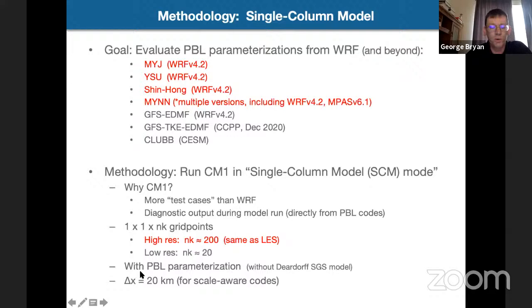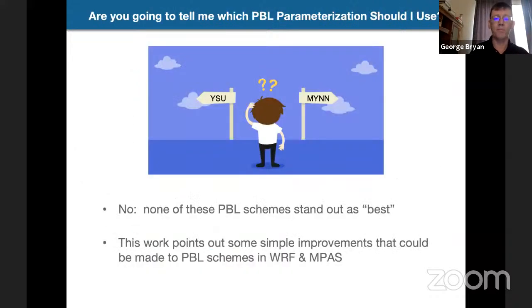And to be clear, we're running with a PBL parameterization in this case, but without the aforementioned Deerdorf SGS model. There's no horizontal scales in these single column models, but for the scale aware codes, newer versions of MYNN, for example, you need to specify a horizontal grid spacing, for the purposes of whether the scale aware terms are on or off. So just arbitrarily, I put in 20 kilometers. So I'm running this in kind of a mesoscale model type mode.